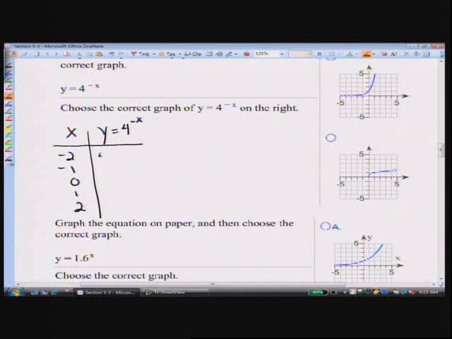So this is going to be 4 to the opposite of -2. Okay? So that is 4 squared, which is 16. Then you're going to have 4 to the opposite of negative 1, which is 4. Then you have 4 to the 0, which is 1. Then now you have 4 to the opposite of 1, which is, what is 4 to the negative 1 power? Marlon?